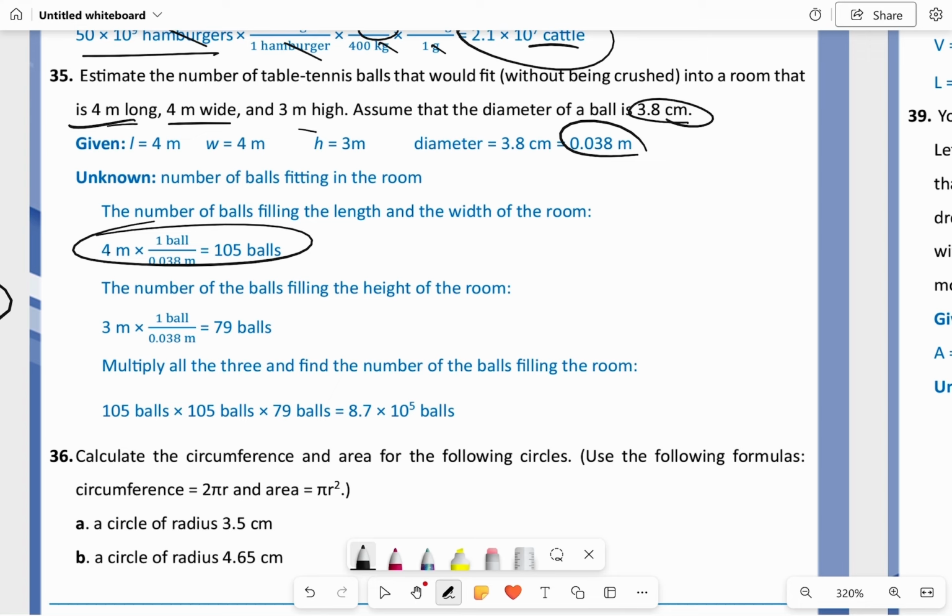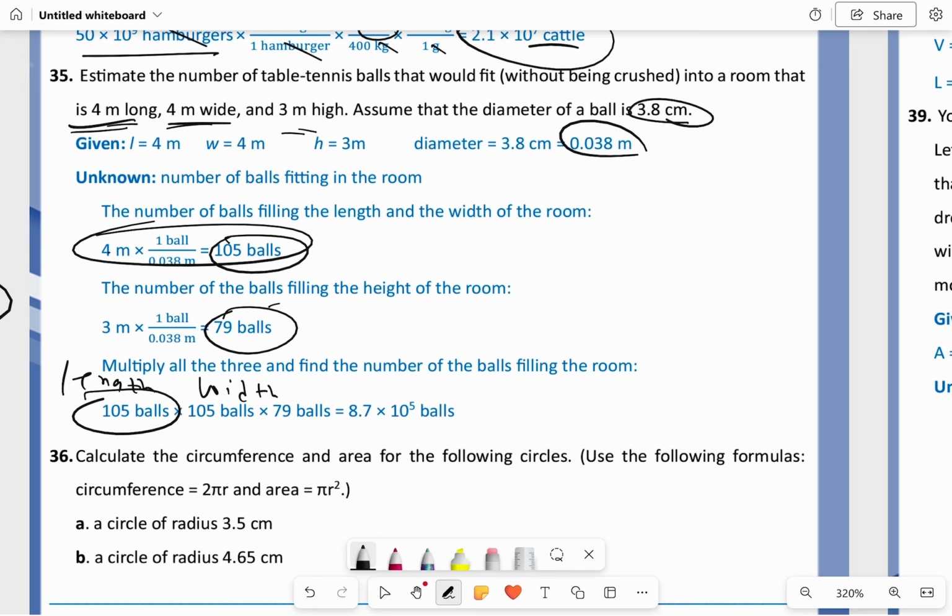So length and width have the same value, so they will be the same too. For the number of balls fitting in the height, you have 3 divided by 0.038, you have 79 balls. You have 105 balls, then 105 balls, this is for the length, and this one is also for the width.